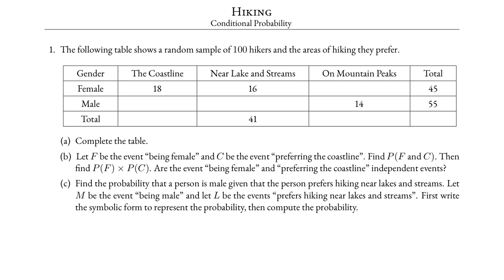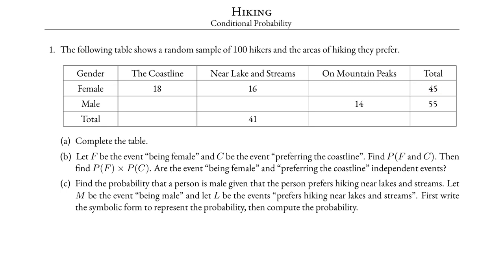In this case, the number 45 is the sum of 18 plus 16 and the part that is missing here. These three numbers, including this missing number, add up to 45. Similarly, the number 55 is the sum of the missing number plus the missing number plus 14, which equals 55. Similarly, the number 41 is the sum of 16 plus a missing number, which equals 41.